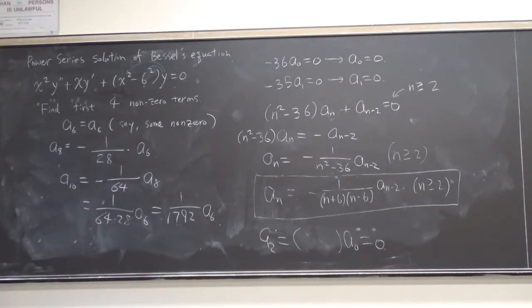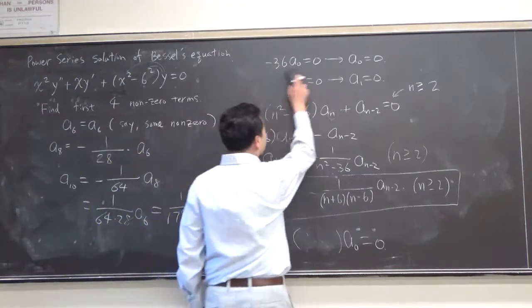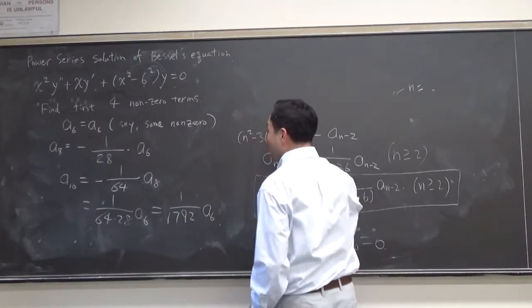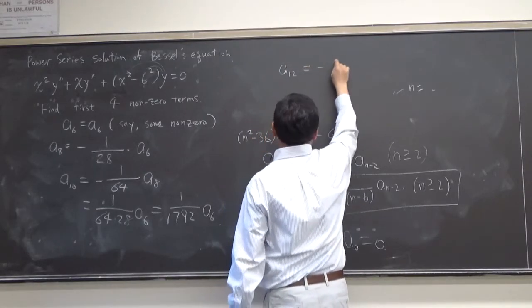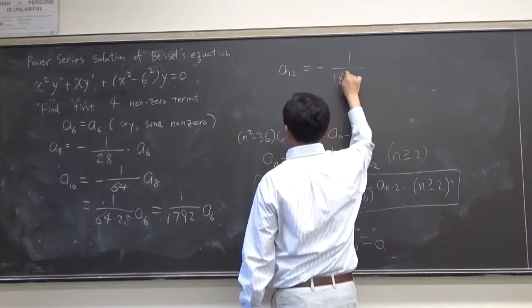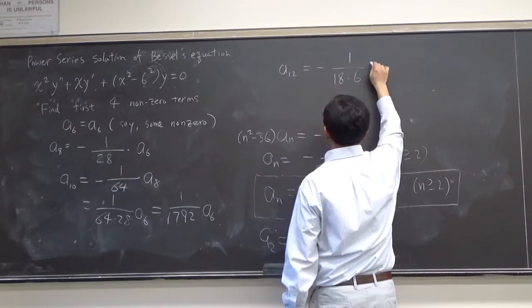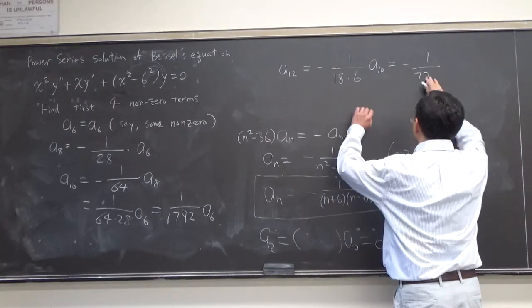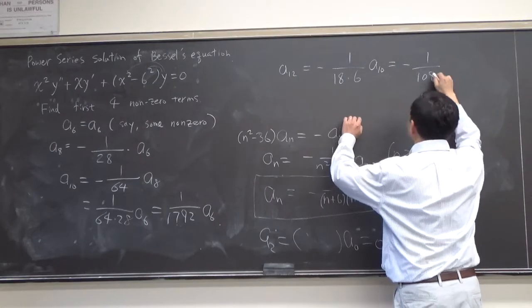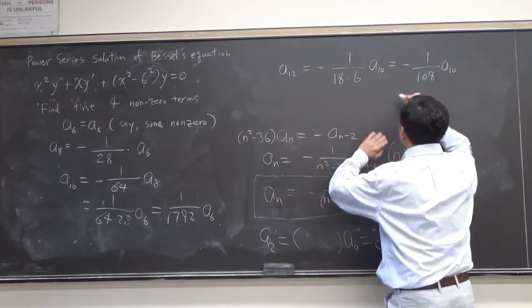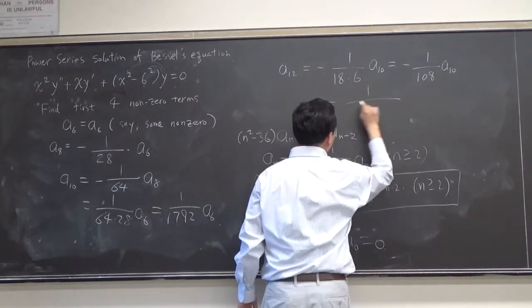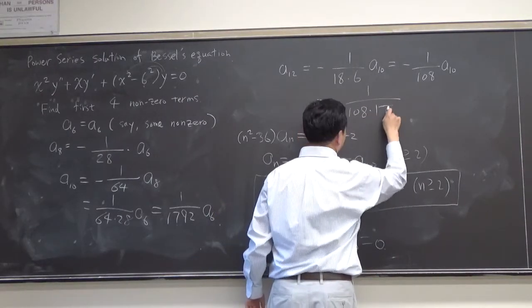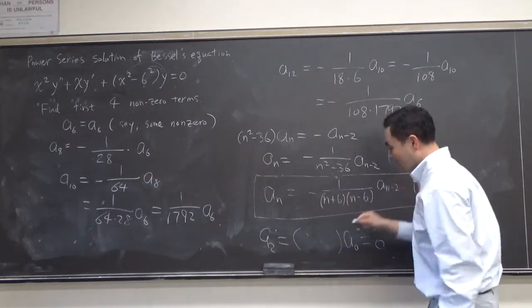Okay, so how many non-zero terms have we found? 3. A6, A8, A10. So we need to go to A12, just A12 and then we're done, right? A12 would be negative 1 over 12 plus 6 is 18, 12 minus 6 is 6. So that's 108. Now you have to do minus 1 over 108 times 1,792, A6.